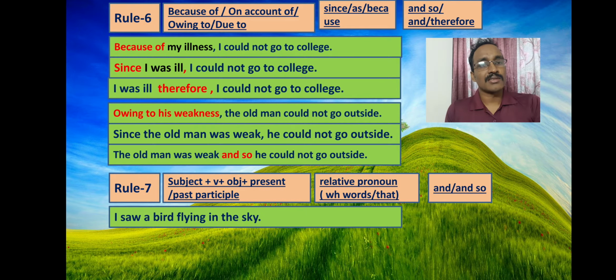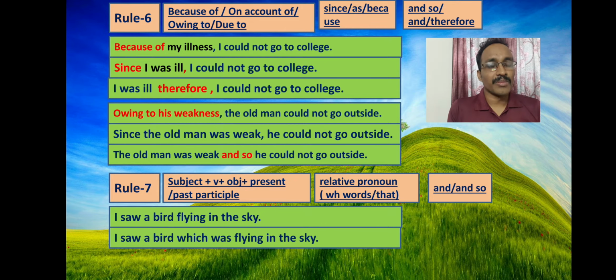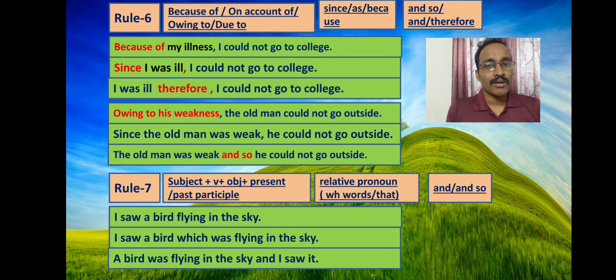So what is the answer? I saw a bird, this portion is as usual, and then we have used the relative pronoun which, and then which was flying in the sky. According to the verb, we have used the tense: which was flying in the sky. And how to make it a compound sentence? Using and we can make it a compound sentence. A bird was flying in the sky and I saw it.